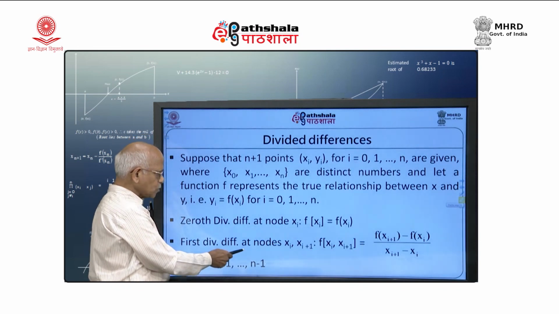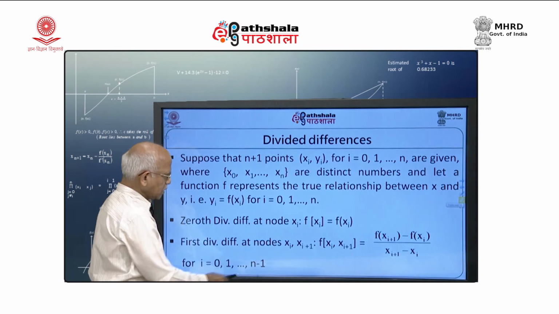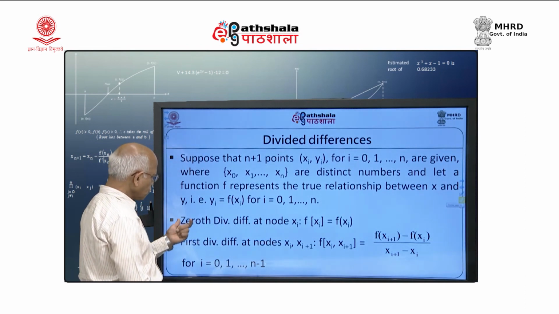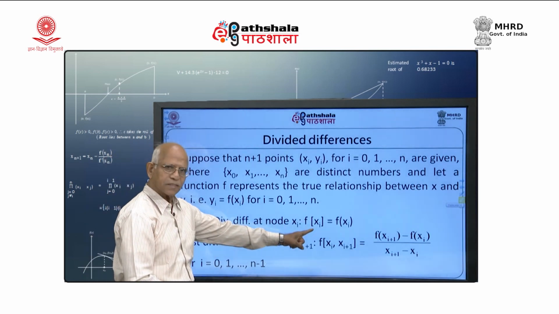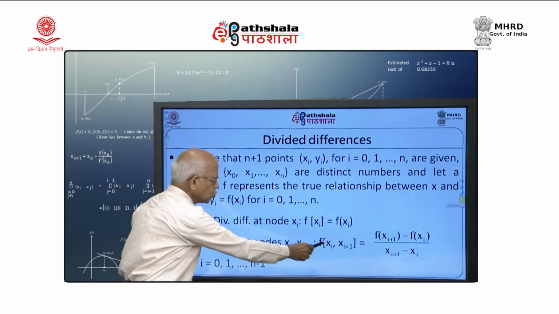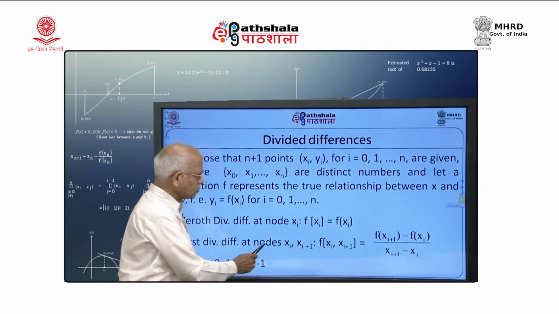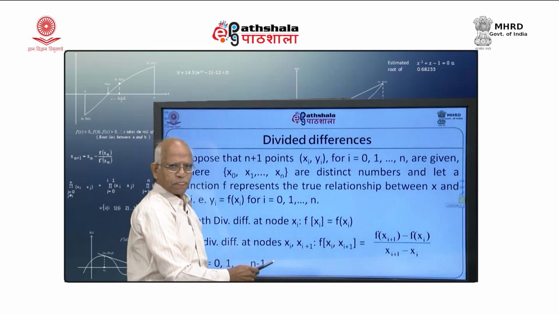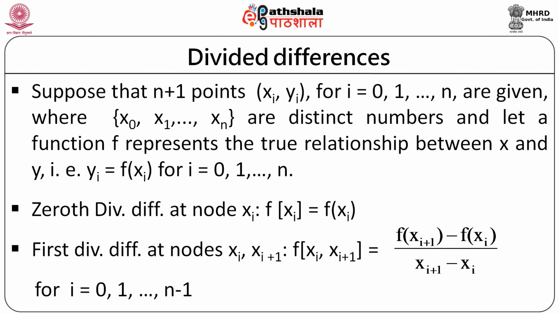The first divided difference at nodes x i and x i plus 1 is defined as follows. For the 0th divided difference I have only one argument. For the first divided difference I will have two arguments, x i and x i plus 1, and we define it as f of x i plus 1 minus f of x i, upon x i plus 1 minus x i. That is the definition of the first divided difference, and it is valid for all i equal to 0, 1, 2, 3 up to n. So, suppose I take i equal to 0, I will be getting x 0 and x 1. Here it will be f of x 1 minus f of x 0, upon x 1 minus x 0. Like that it will be considered.